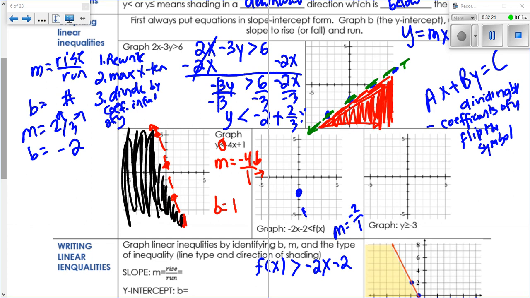So I go down 2, right 1, make a point, and I go up 2, left 1, make a point. You just go in the opposite direction when you're going backwards. And I did that wrong again, this is a greater than symbol, it's not equal to, so I have to get rid of that line and use the dashed line. Okay, it's greater than, all the y values are greater than, so I'm going to shade above the line. I'm going to shade this section here.